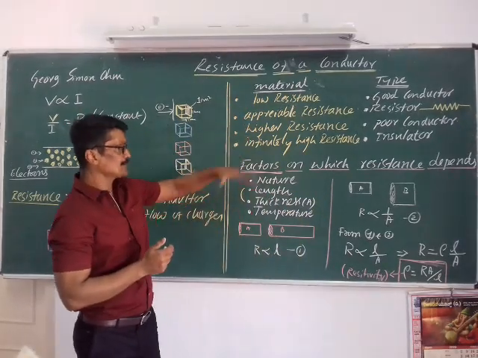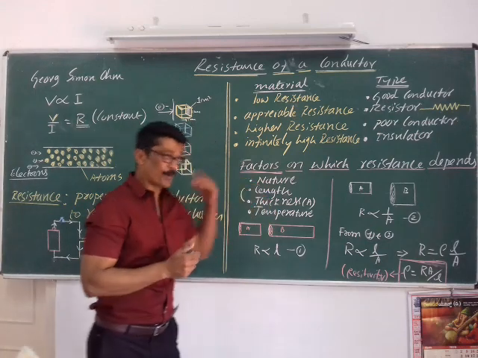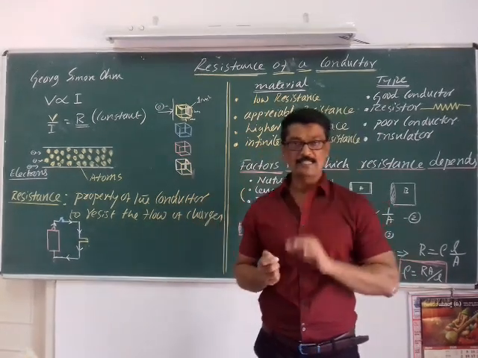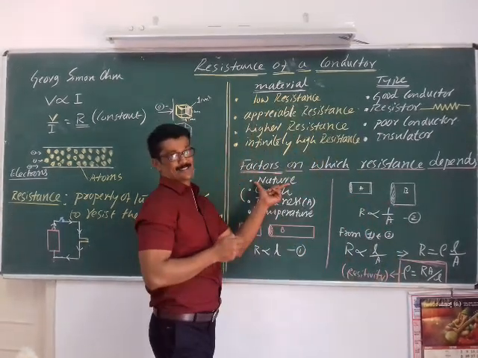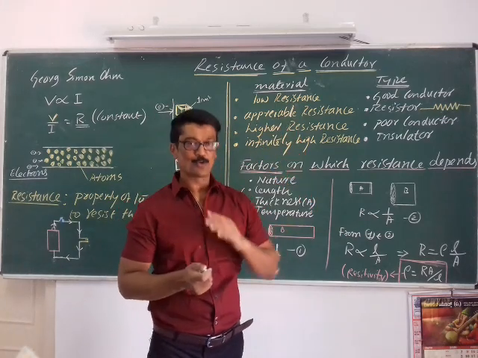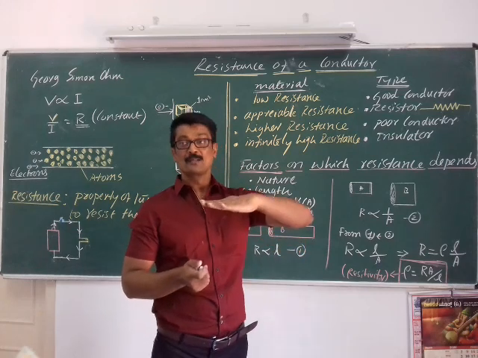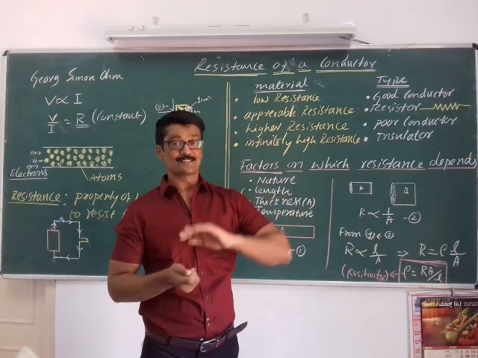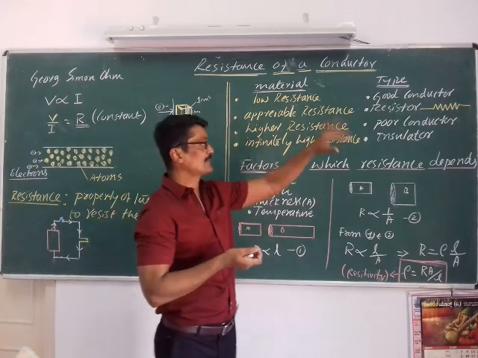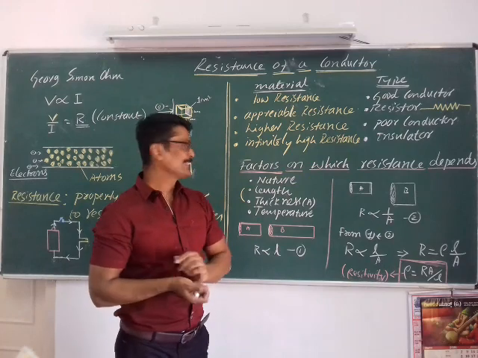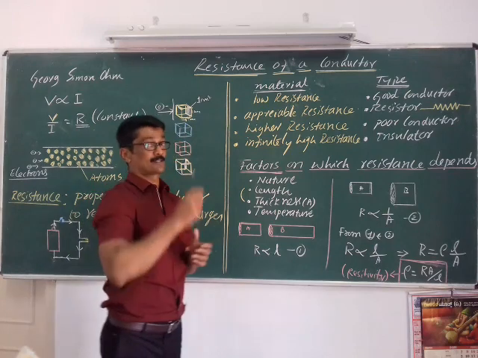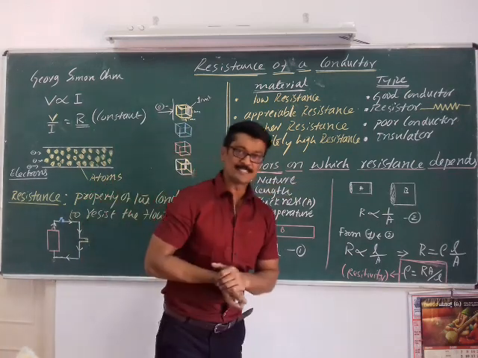So we can conclude that this property to obstruct the flow of charges, that is the resistance of a material, depends on its nature. Some substances offer higher resistance, some offer low resistance, some have moderate resistance. Based on that, we have classified the materials into good conductors, resistors, poor conductors, and insulators. So resistance depends on nature. What are the other factors on which resistance depends?